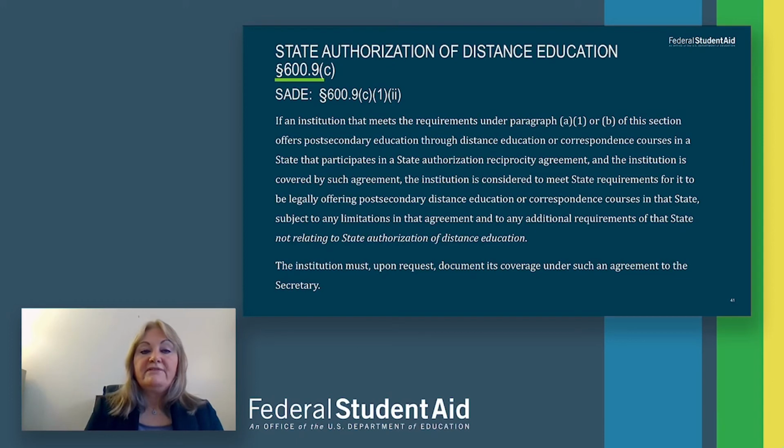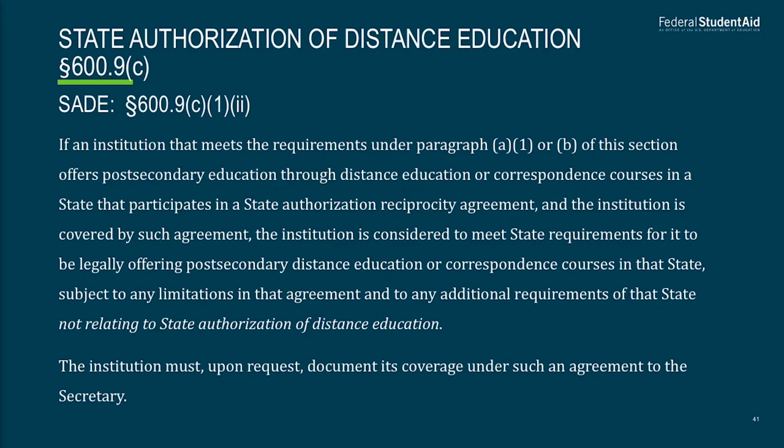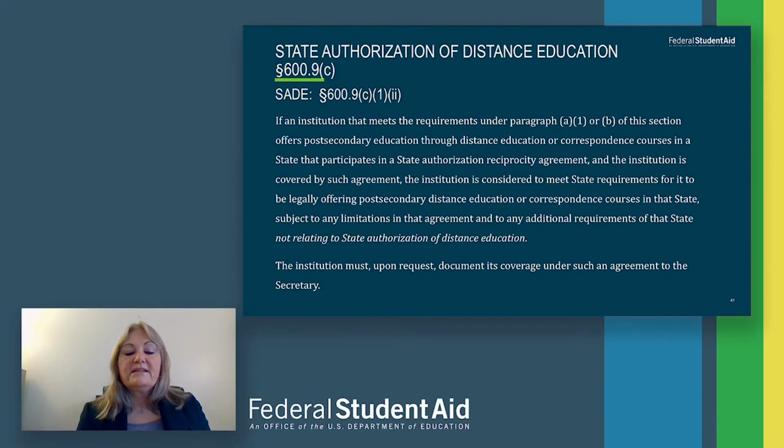Or, if an institution that meets the requirements under paragraph (a)(1) or (b) of this section offers post-secondary education through distance or correspondence in a state that does participate in a state authorization reciprocity agreement, and the institution is covered by such an agreement, the institution is considered to meet state requirements for it to be legally offering post-secondary distance or correspondence in that state, subject to any limitations in that state and to any additional requirements of that state not relating to state authorization of distance education. The institution must, upon request, document such coverage to the secretary.